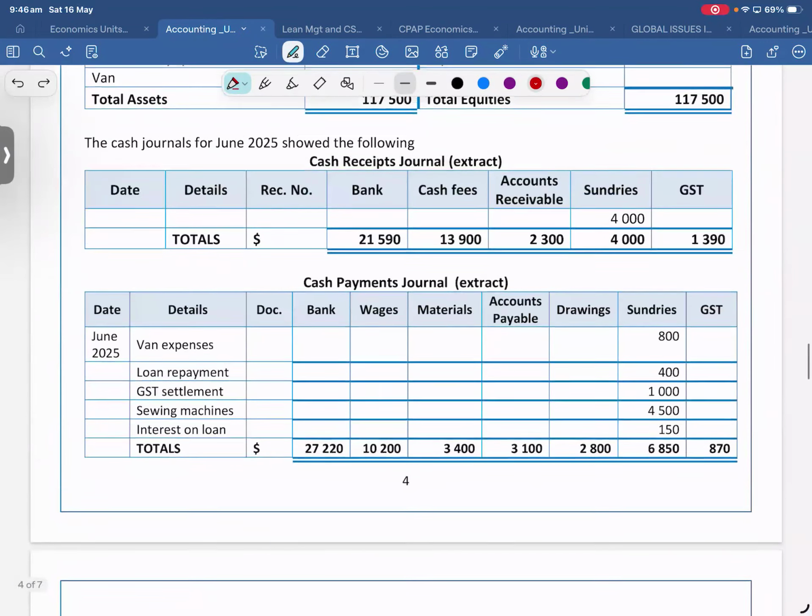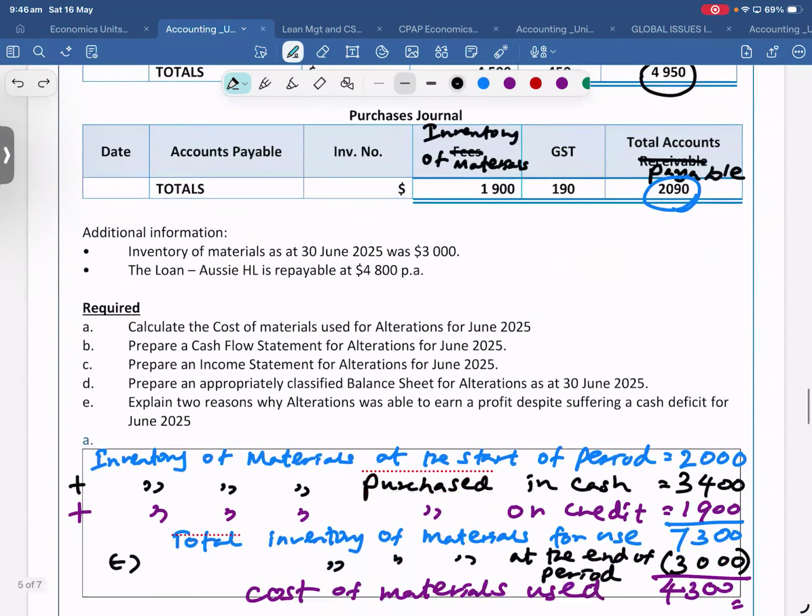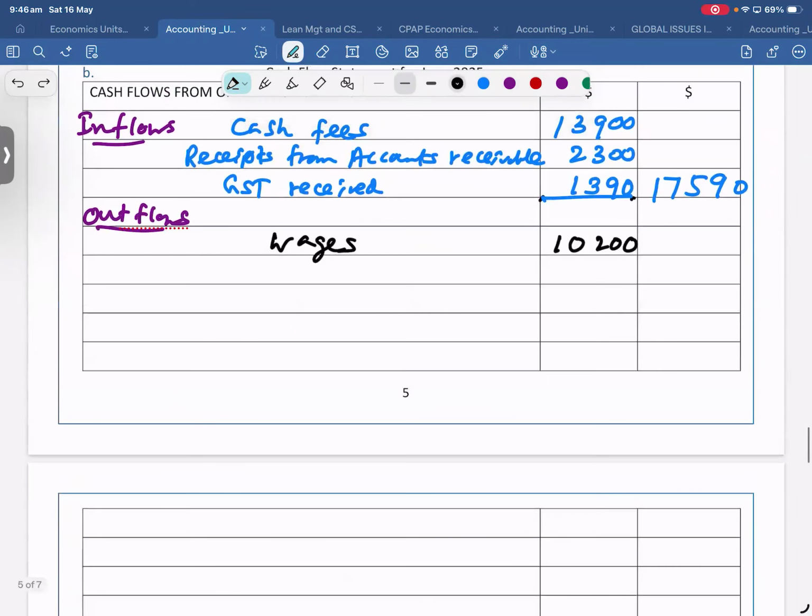Right, before accounts payable, materials. It's not an expense, but is it cash outflow? Yes, that we have to record in the cash flow statement. So we'll write materials purchased, 3,400.